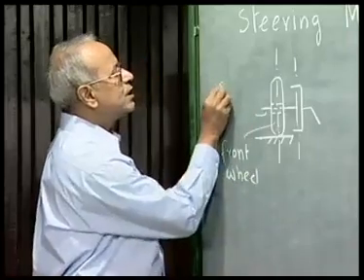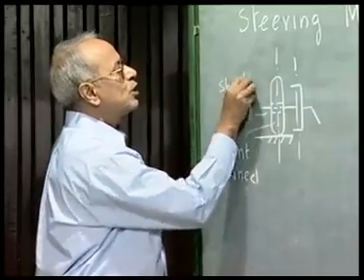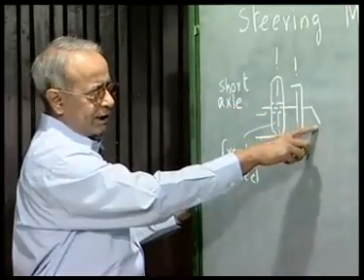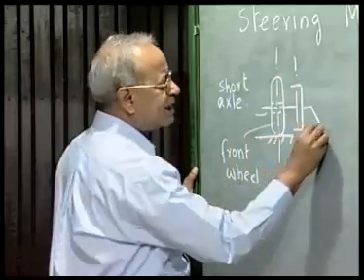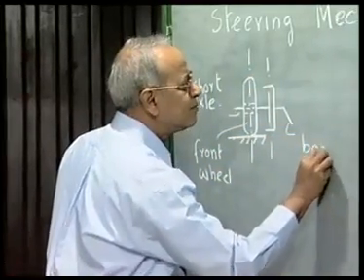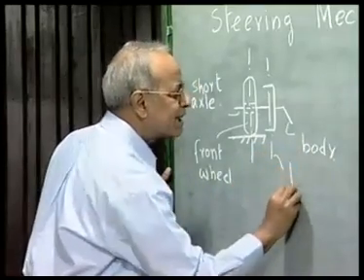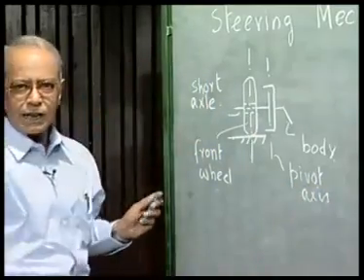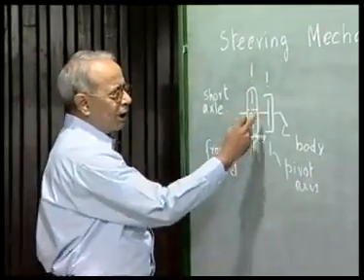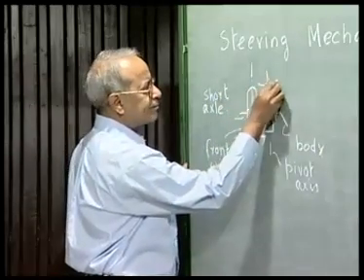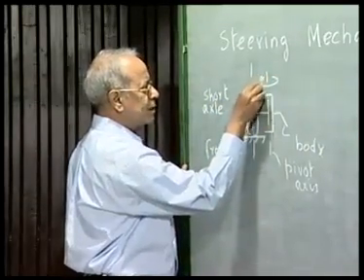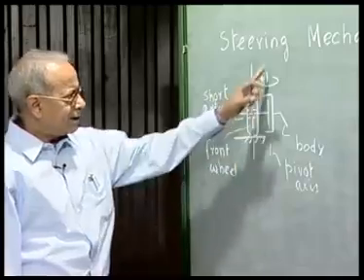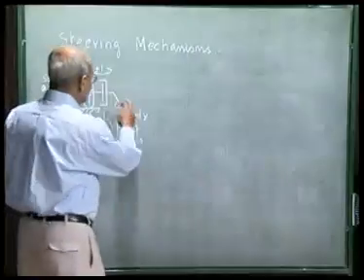This is a short axle which is pivoted to the chassis, and the pivot axis can be vertical. This is the body of the automobile, and this is the pivot axis. When the car wants to take a turn, this front wheel rotates about this pivot axis. There are other types of steering mechanisms where this pivot axis may not be vertical. It is inclined from the vertical.